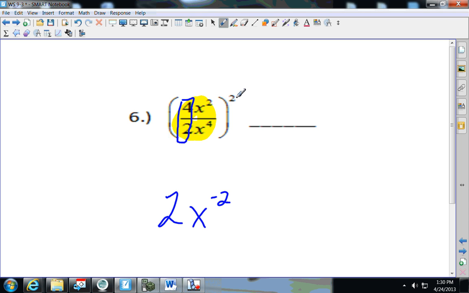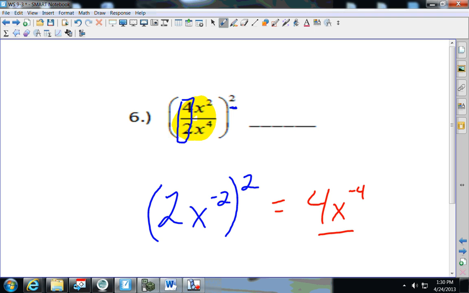Now, we still haven't messed with this one yet. So it's to the second power. Now, we've already said 2 to the second power is 4. Negative 2 times 2 is x to the negative 4th power.